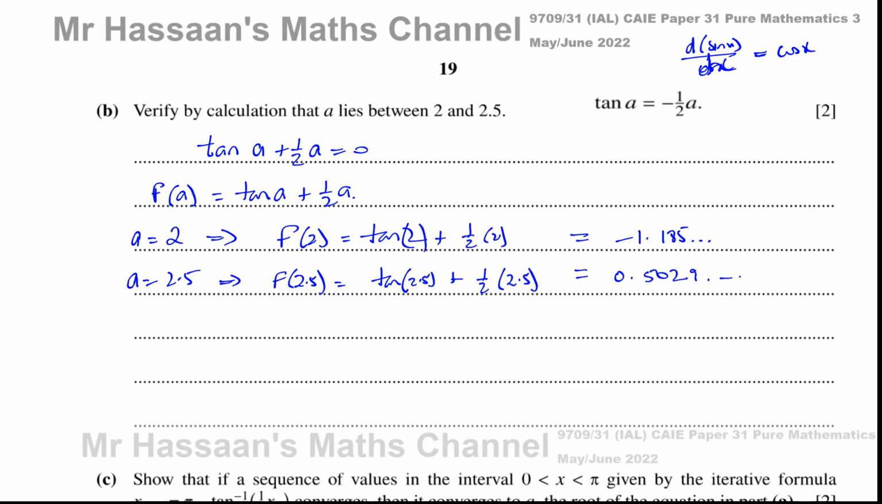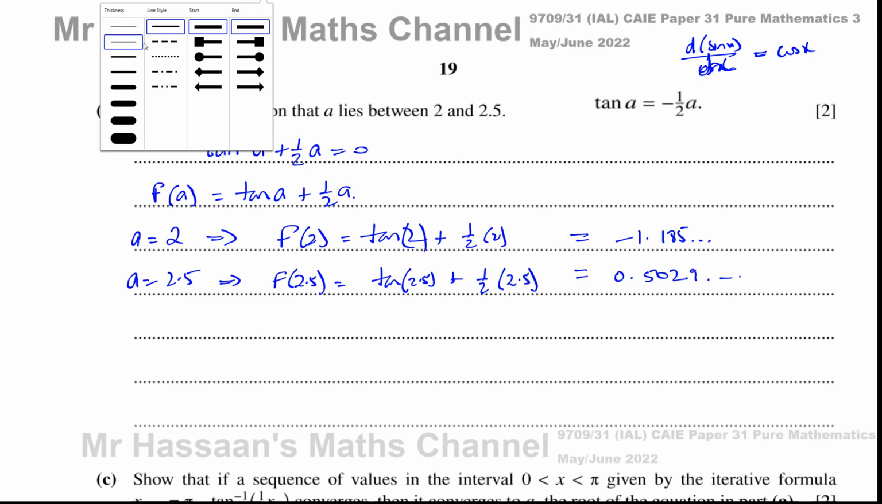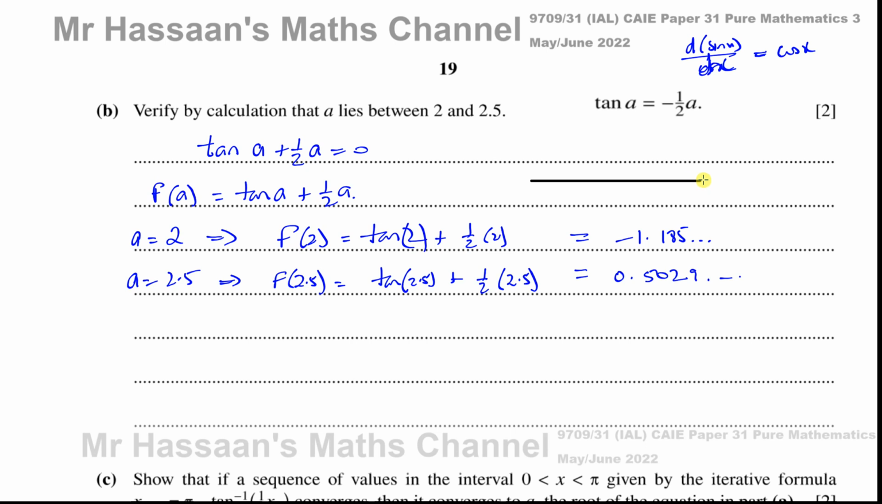I'll just illustrate what I mean, just in case you don't quite get it. Supposing that is our x-axis, and this is the value 2, and this is the value 2.5. To show that the root A lies somewhere between 2 and 2.5, when we put 2 as A in here, we got a negative value.